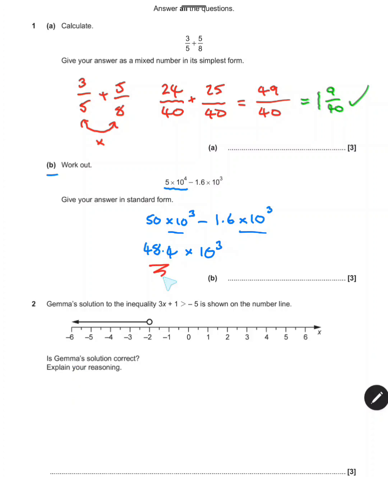This number here is above 10, so I need to bring this number down by a power of 10. So I'm going to divide this by 10 and get 4.84. To compensate for that, I need an extra times 10 in my final standard form conversion. 4.84 times 10 to the 4 is the same as 48.4 times 10 to the 3.